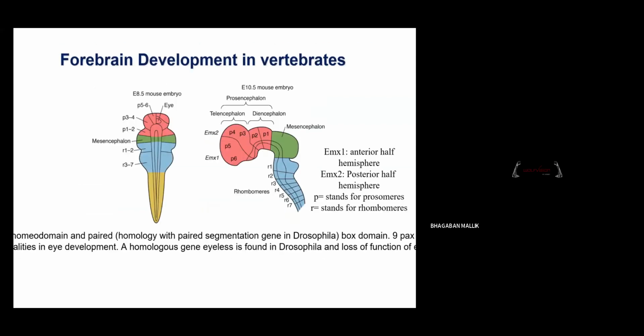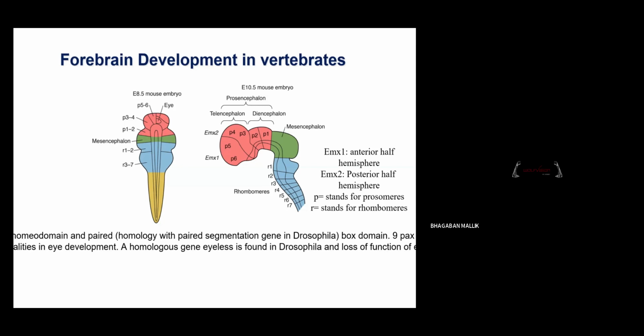So if you are clear about the hindbrain development, the rhombencephalon development, then we'll go to the forebrain development, which is the prosencephalon development. There is also segmentation, and a different set of genes is expressed in different compartments for the forebrain development. Any questions on the hindbrain development? Okay, if you have no questions, we'll move forward to the forebrain, the prosencephalon development.